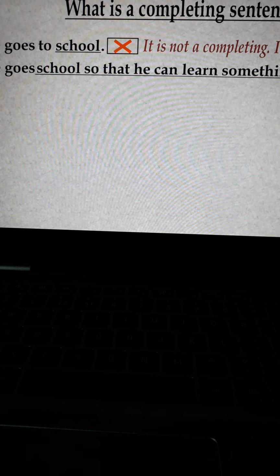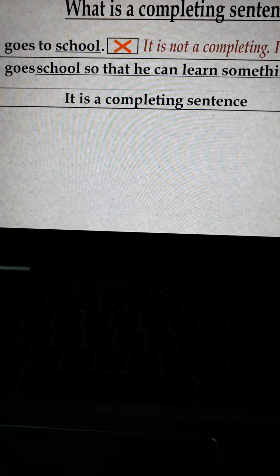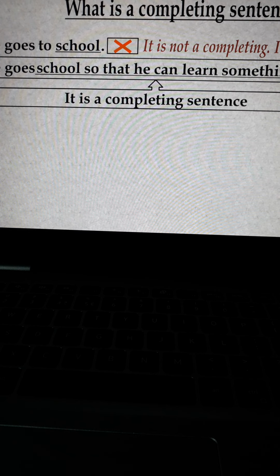It is not a completing, it is a filling in the gap. "He goes to school" is incomplete, and the sentence "He goes to school so that he can learn something" is a completing sentence. The definition is: when a part of a sentence is completed with a clause or phrase, it is called a completing sentence.